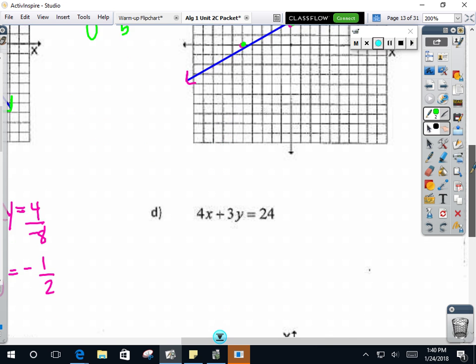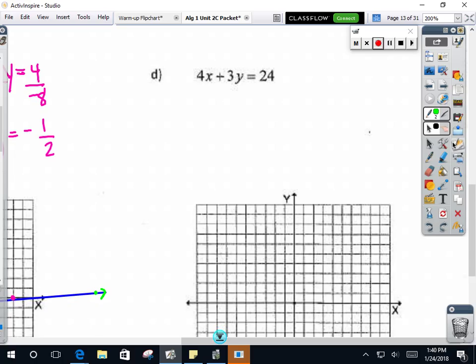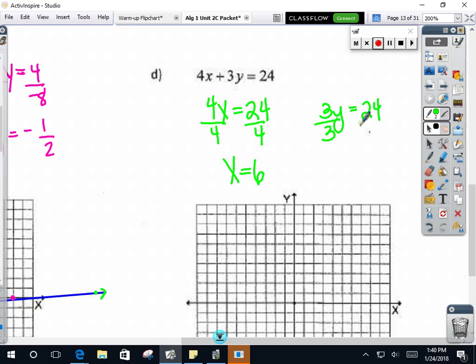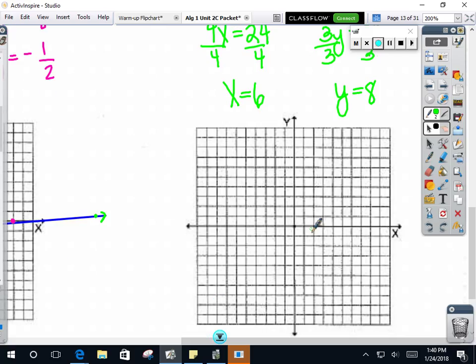Okay, now let's look at D. Is this one in standard form? Yes. You have your ax, then your by, then equals c. So we can use our new method where we just set each part equal to the c value. To solve for x, you divide by 4 and you get x equals 6. So that is your x-intercept. To solve for y, you divide by 3 and you get y equals 8. So x equals 6: 1, 2, 3, 4, 5, 6. Y equals 8 would be up here at the y-axis of 8, and then there's your line.